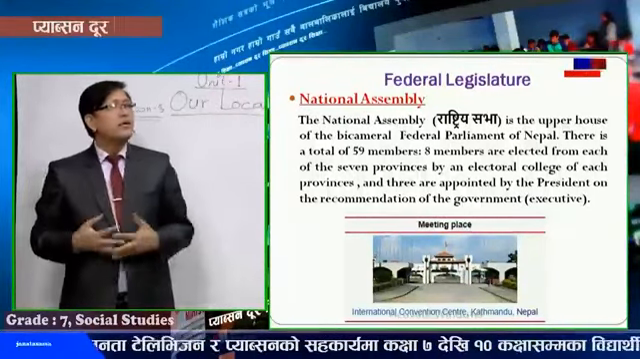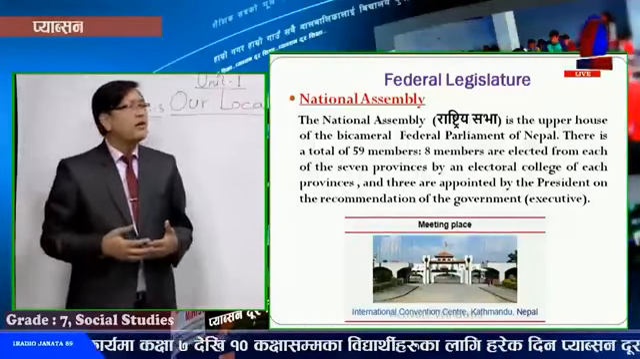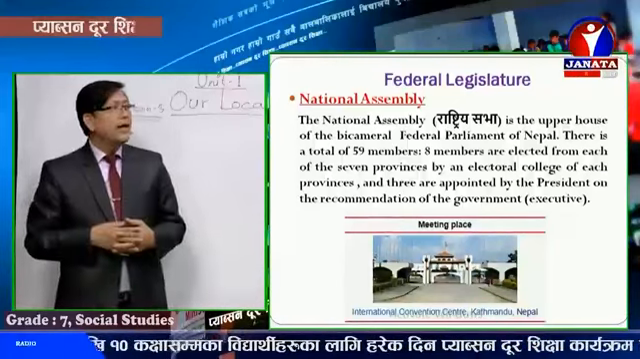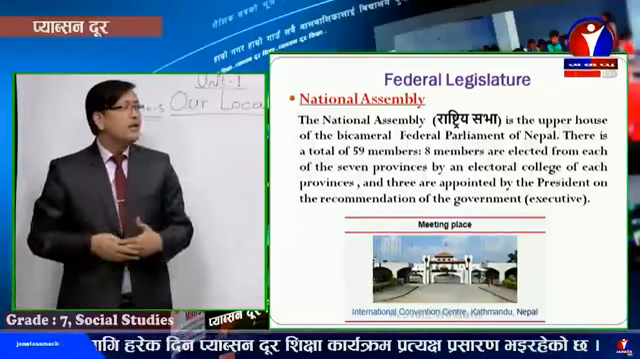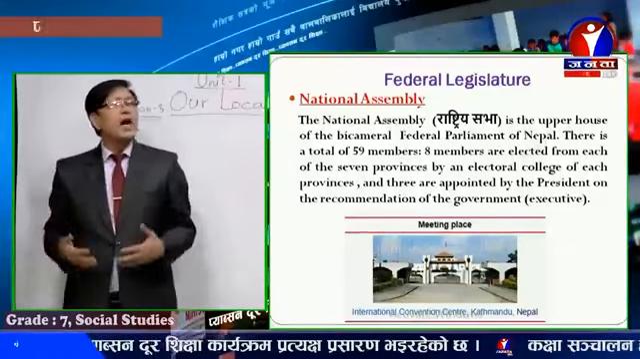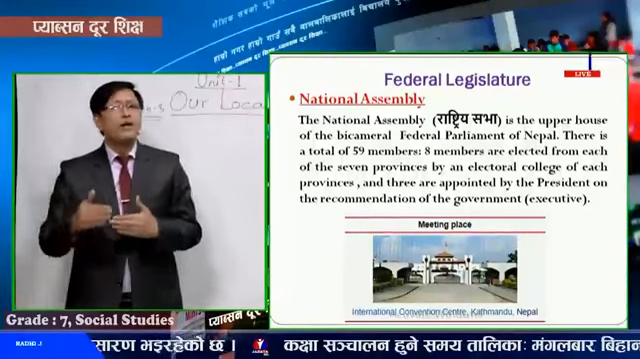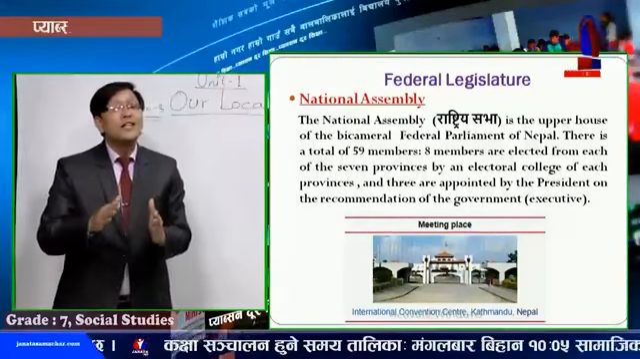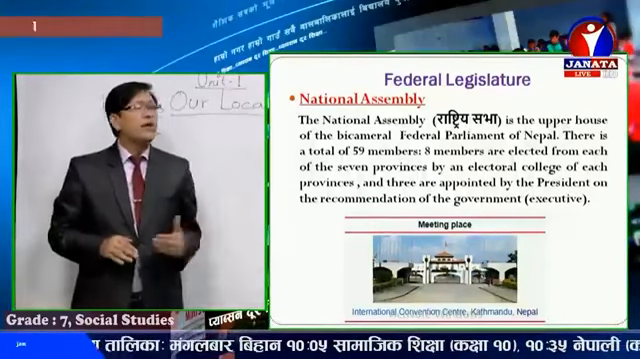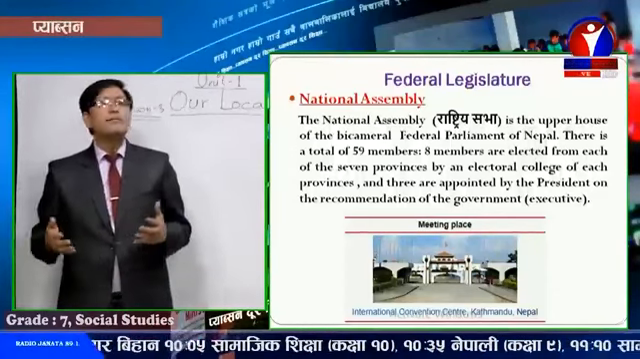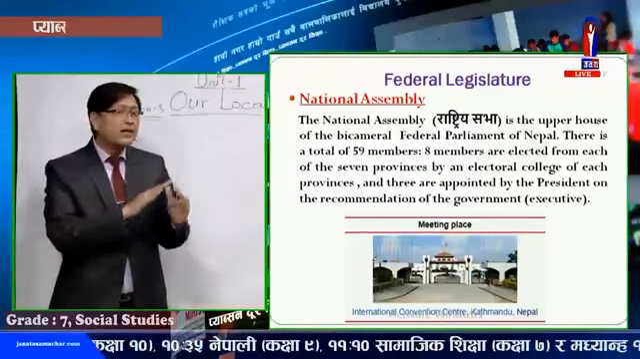Now, boys and girls, let's see the next slide and let's discuss the National Assembly. Under the federal legislature, there is one upper house which is called the National Assembly. We have already discussed. Now let's talk about the National Assembly, Rashtriya Sabha, boys and girls. The National Assembly is the upper house of the bicameral federal Parliament of Nepal. I have already told you, bicameral means two houses, dui sadanatmak. All right, keep in mind. Federal Parliament means federal legislature. Don't get confused. Legislature is equal to Parliament here.